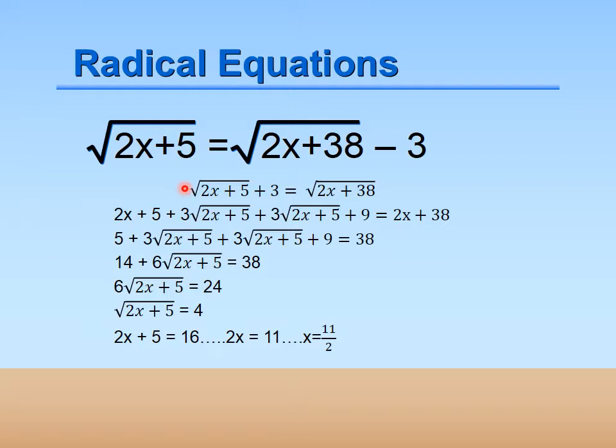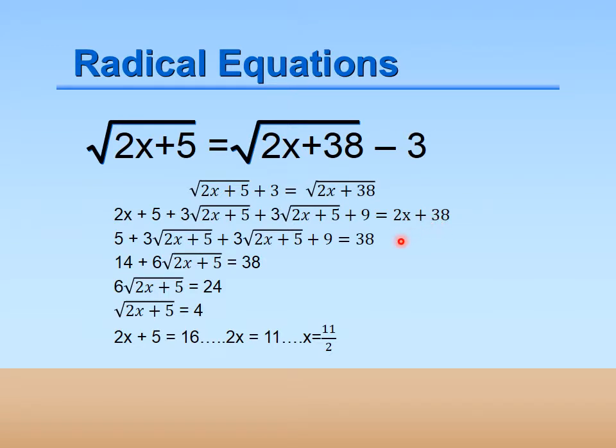And when I square both sides, the left-hand side, the square root of 2x plus 5 plus 3, I'm going to have to use the box method to square that. And so when I use the box method, I get 2x plus 5, plus 3 square root of 2x plus 5, plus 3 square root of 2x plus 5, plus 9. And then when I square my right-hand side, the radical cancels, leaving me just 2x plus 38.